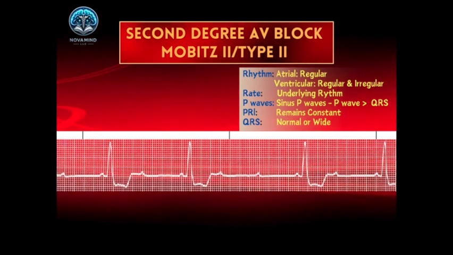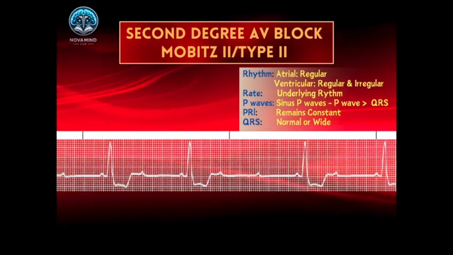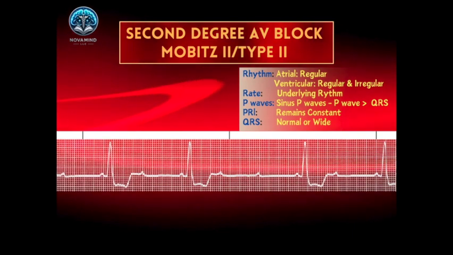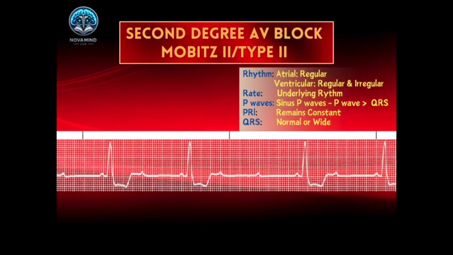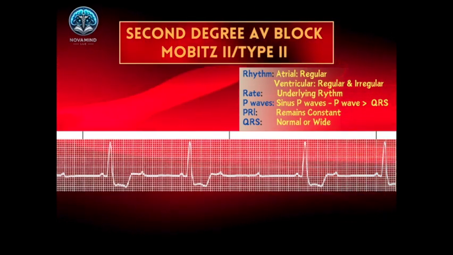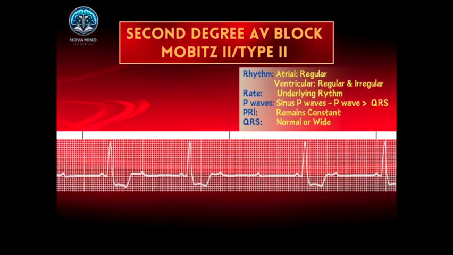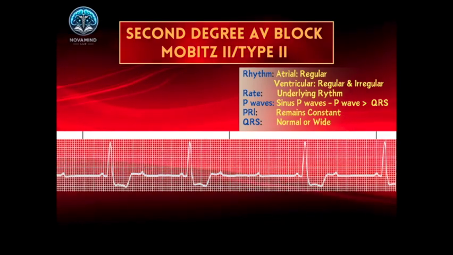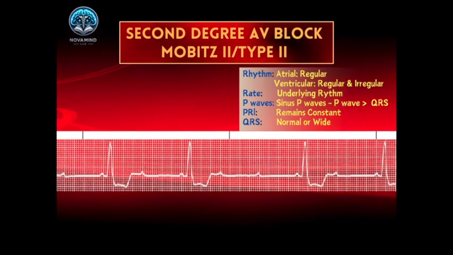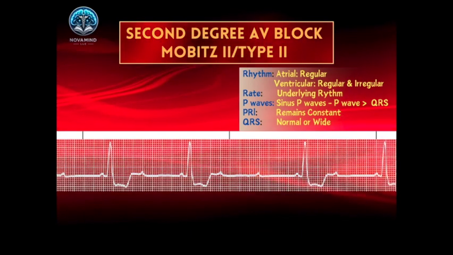Next, the P wave. We observe normal sinus P waves that appear consistently and regularly. Importantly, not every P wave is followed by a QRS complex, which is the hallmark of this block type. The presence of more P waves than QRS complexes indicates a conduction block within the AV node or lower.